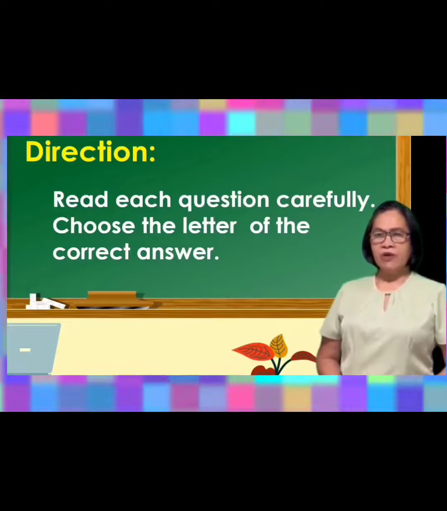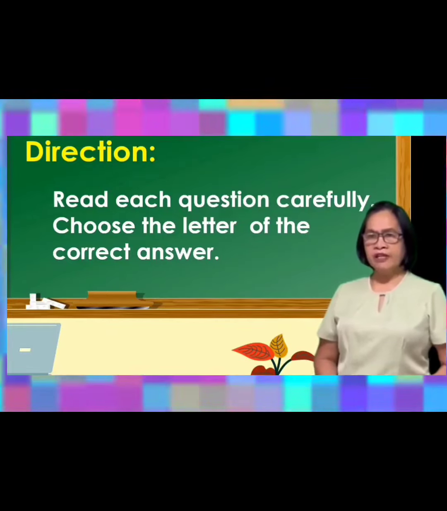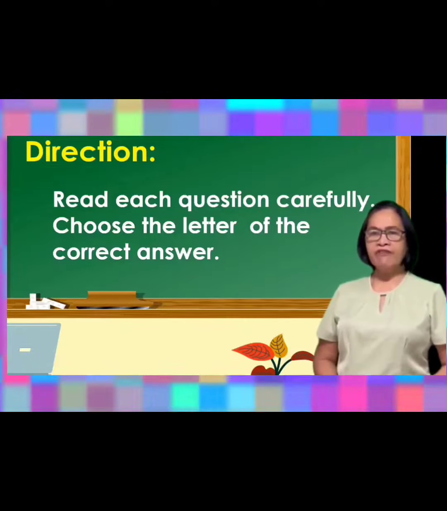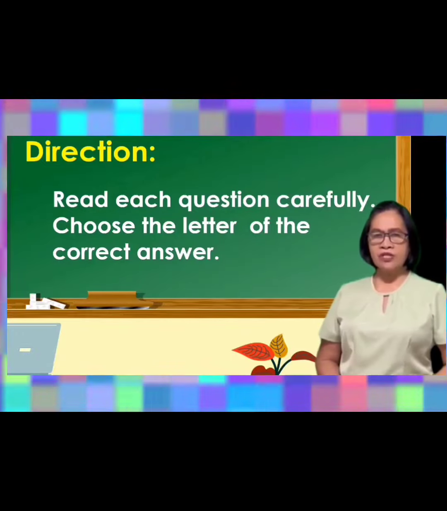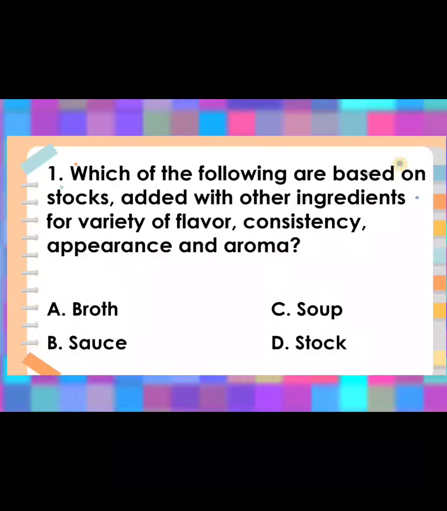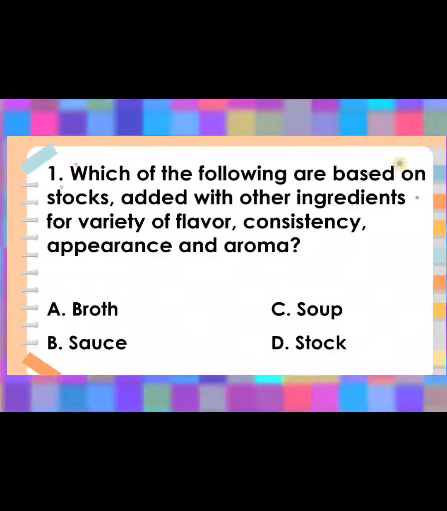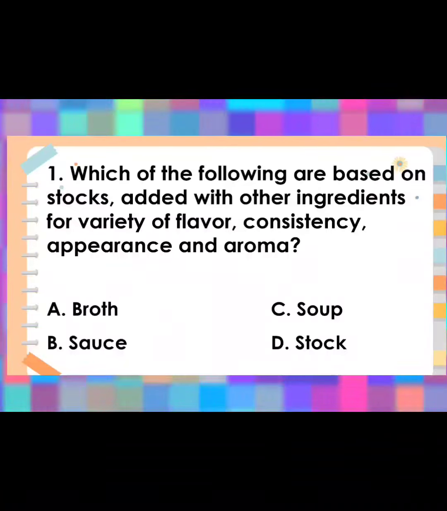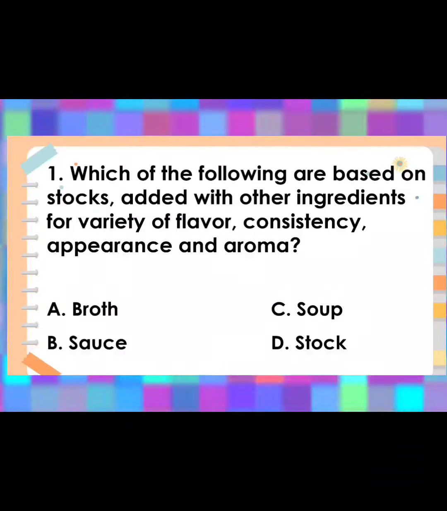Direction: read each question carefully. Choose the letter of the correct answer. You are given 5 seconds to answer each question. Number 1. Which of the following are based on stocks added with other ingredients for variety of flavor, consistency, appearance, and aroma? A. Broth, B. Sauce, C. Soup, and D. Stock.